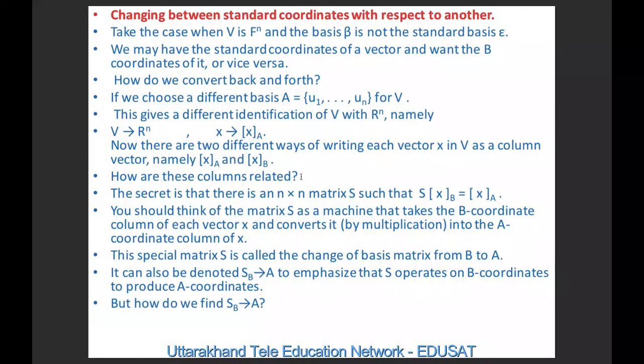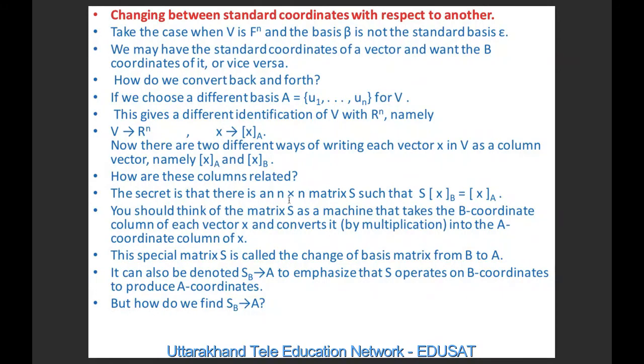Now there are two different ways of writing each vector x in V as a column vector, namely one is xA, with respect to this basis set A equal to u1, u2, un, and xB with respect to another basis set. So how are these columns related to each other?